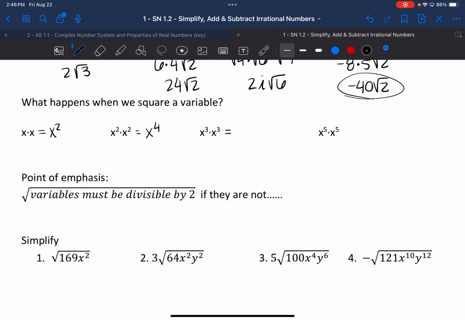What about x to the third squared? X to the what? 6. And what about x to the 5th? 10. All right, so what is happening from the original to our answer? What's happening to the exponent?